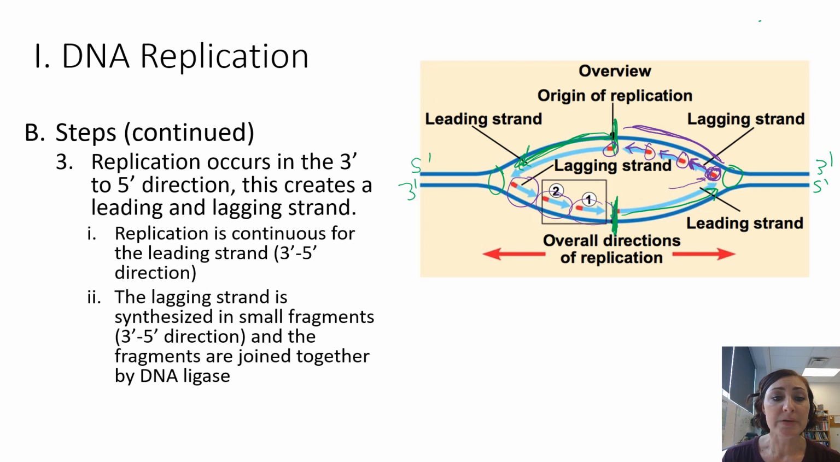So the big takeaway for this is that DNA replication is more complicated than we have time for, but you will have a leading strand and it always builds in the 3' to 5' direction, and because of that you have also a lagging strand that is put together in smaller fragments.